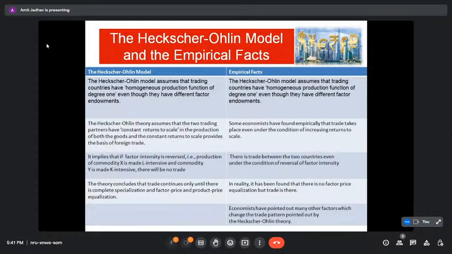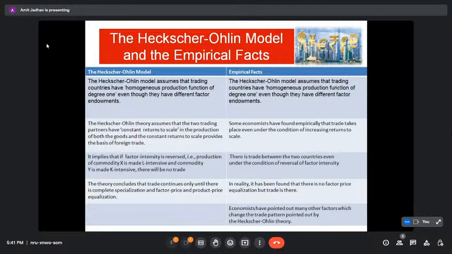So if the country is a labor intensive country, but it produces more capital intensive commodity and exports that commodity. Similarly, there are some capital abundant countries, but they produce more labor intensive commodity and export such commodity. So the theory concludes that the countries trade until there is complete specialization and factor prices and product prices are equalized.